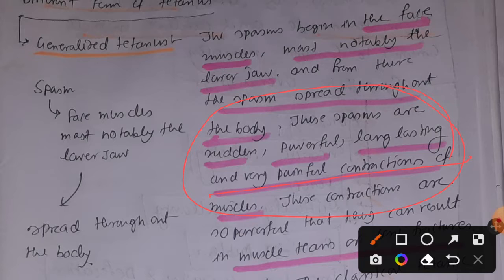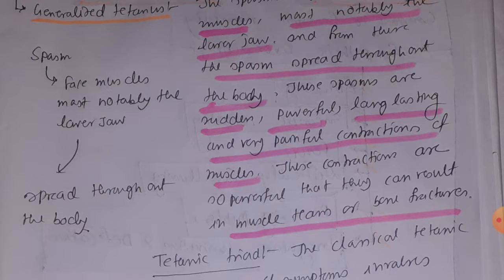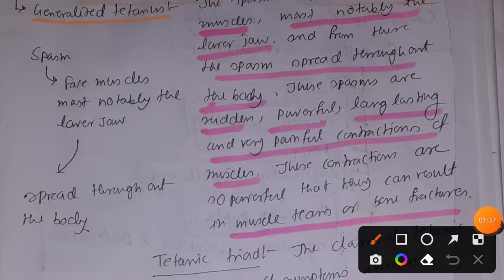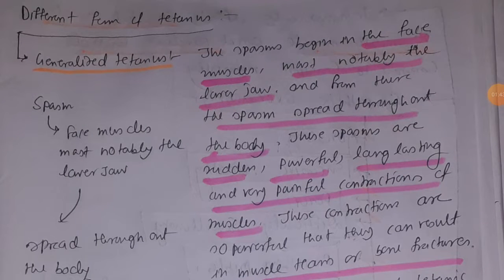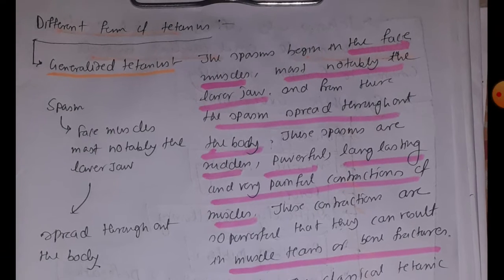Why is it sudden and very long lasting? Because here there are no inhibitory controls, right? And this contraction is so powerful and so painful that it causes bone fractures and muscle tears. And from the lower jaw of the facial muscles it can transfer to the rest of the body. So that is generalized tetanus.